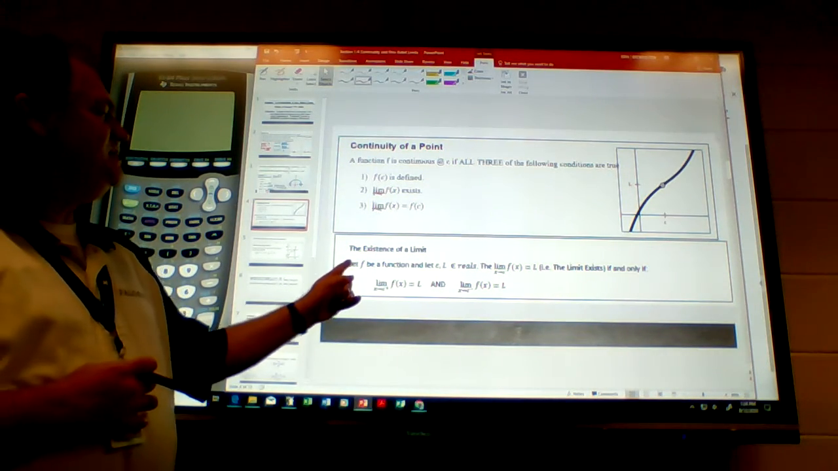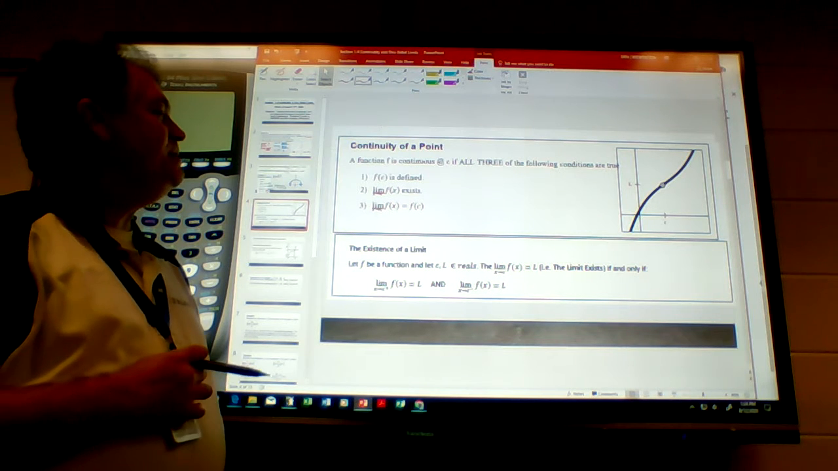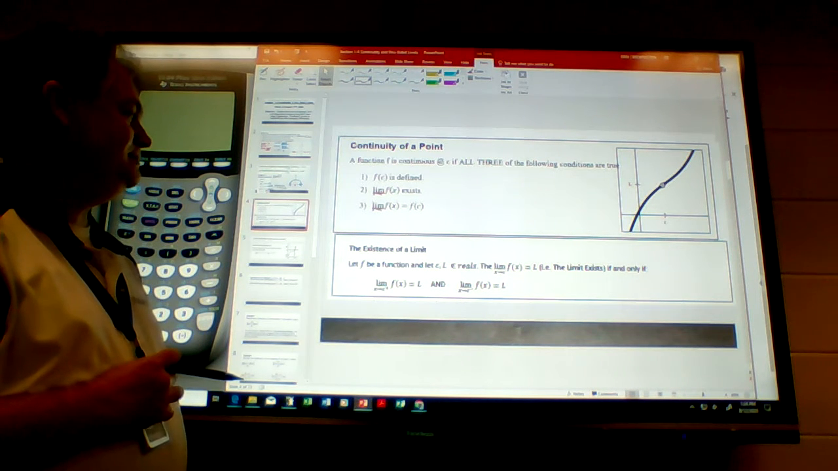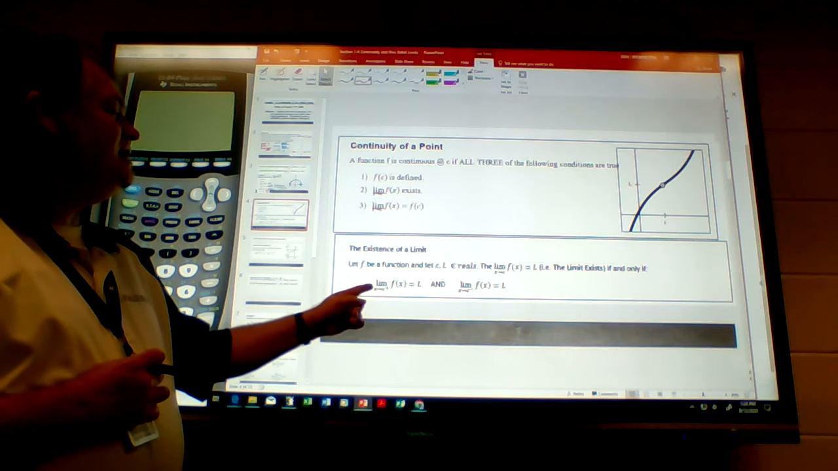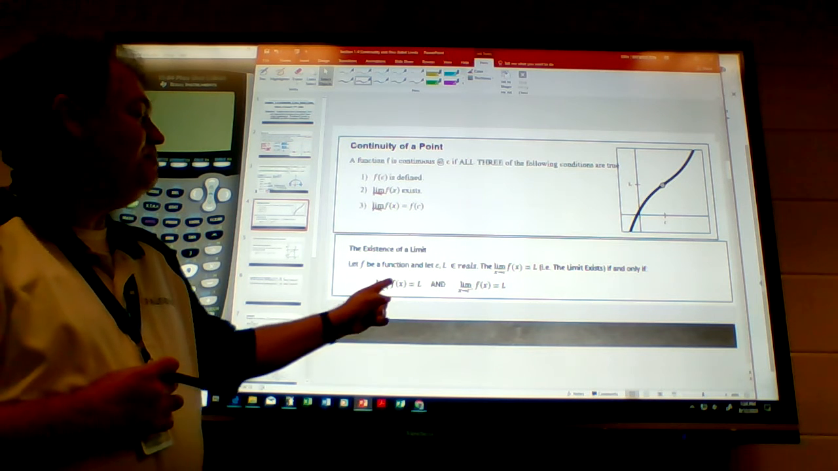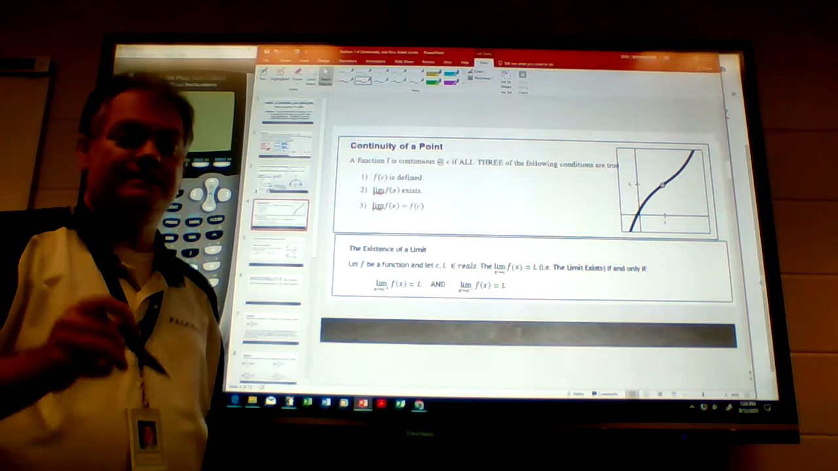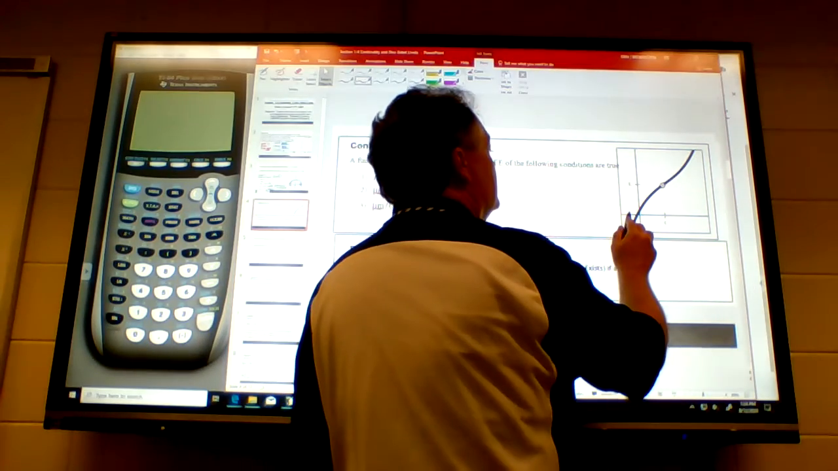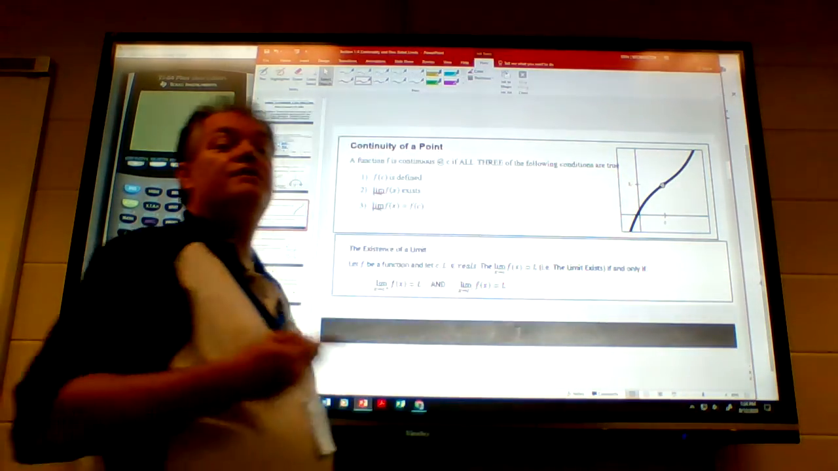But the existence of a limit: let f be a function and let c and l be elements of the reals. Here's what it's saying. The limit will exist as long as the limit from both the positive side and the negative side are both equal, meaning that coming from the left and coming from the right, they're both equal.